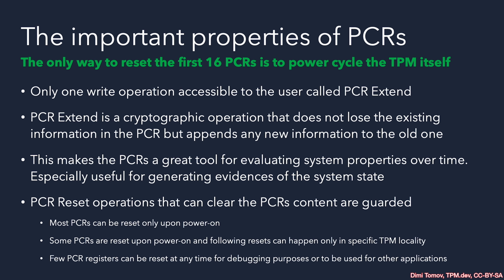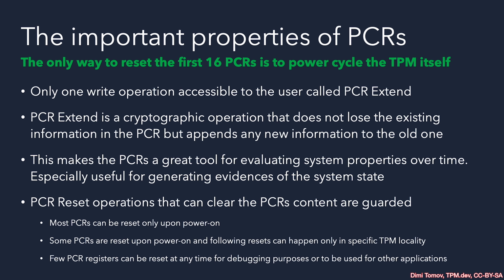Together with the inability to clear the PCR register, this means we can only add new information. And the order of adding information, adding hash digests, adds additional guarantees about the value of the PCR. The value of the PCR will be known to us only if we follow the same order with the same hash digest being extended. This makes the PCRs a great tool for evaluating device health and system integrity and file integrity and so on and so on.